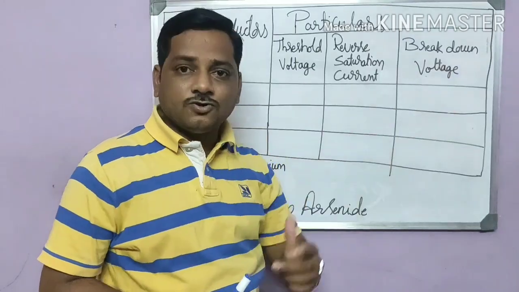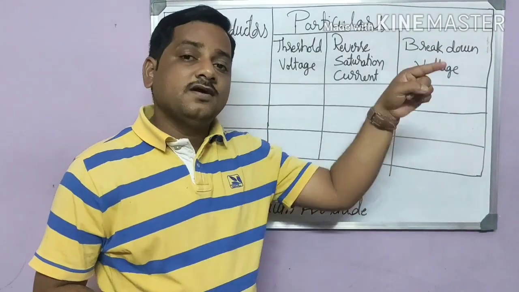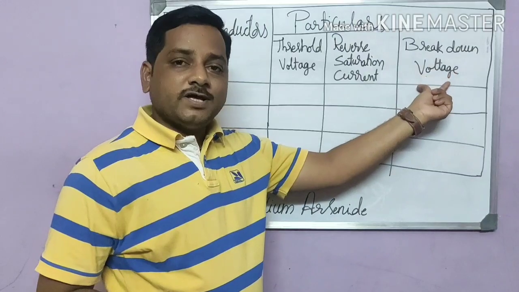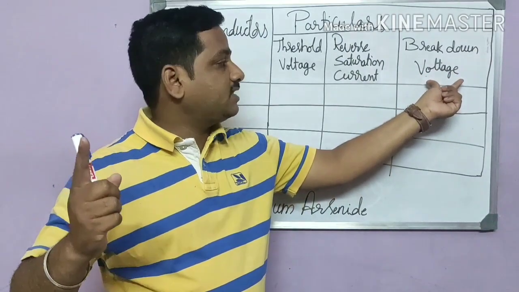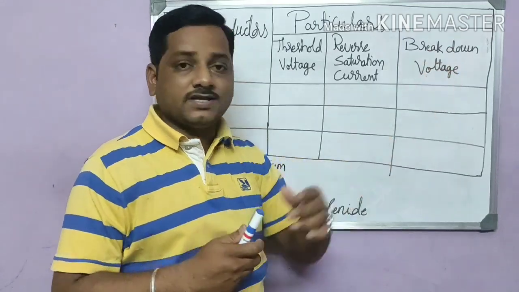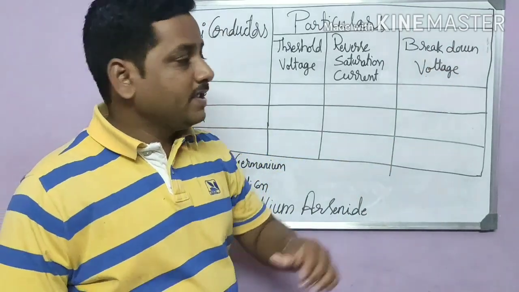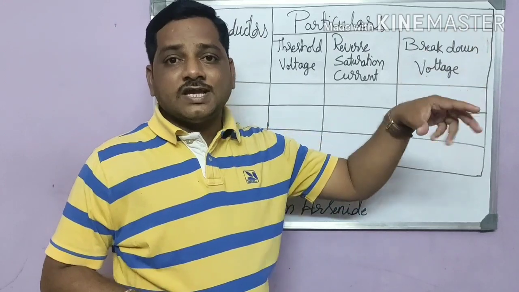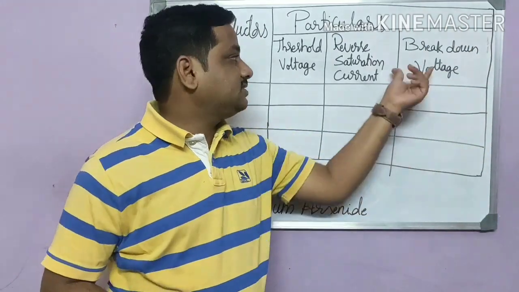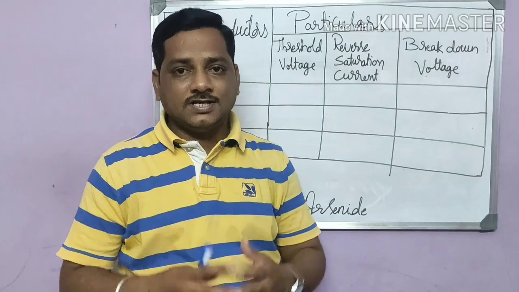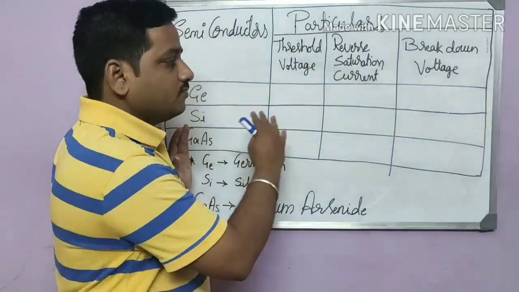Now this is the breakdown voltage. Even this is related to reverse bias. In reverse bias, there is a limit on the voltage. That maximum voltage, or in other words the peak inverse voltage, is the maximum reverse voltage which can be applied to a diode without damaging it. That is the statement for breakdown voltage. Now let's see what those values are.